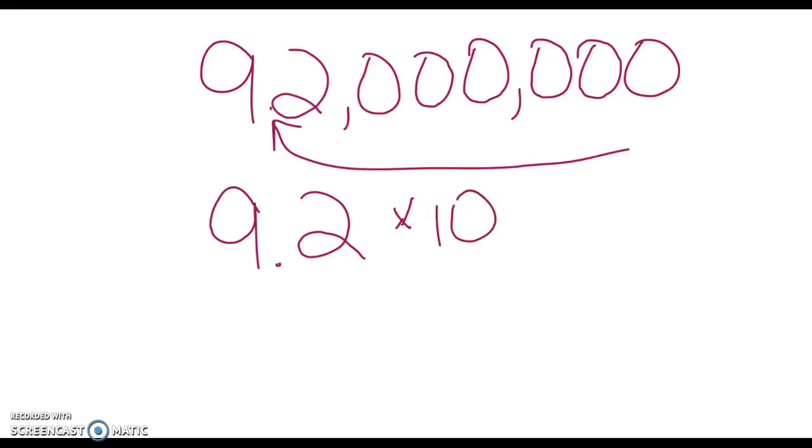Well, to get that power, I'm going to count. So I moved it 1, 2, 3, 4, 5, 6, 7. I moved it across 7 digits. So my exponent of my 10 is 7. I started with a large number, so my exponent's going to be a positive exponent.